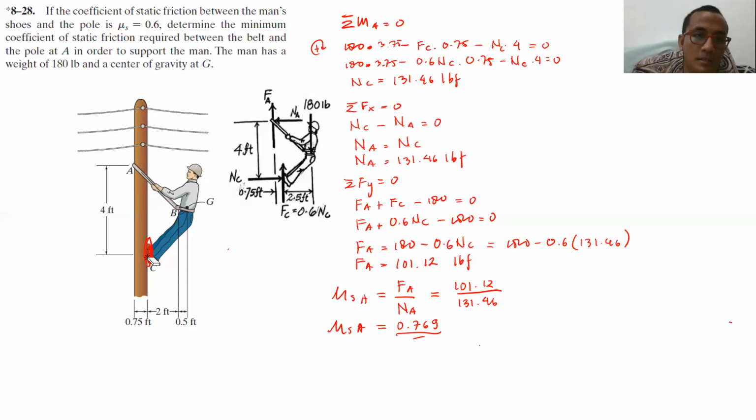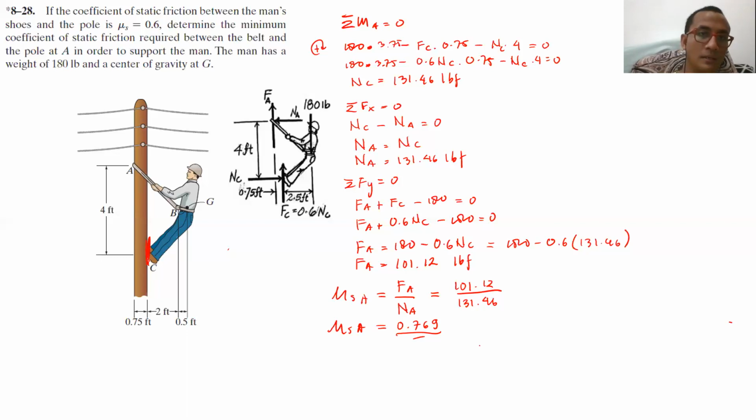There are some known values. The first thing is the weight of the man, which is 180 lbf. The center of gravity of the man is at this particular point G. Besides that, it is known that the static coefficient of friction between the man's shoes and the pole is 0.6.